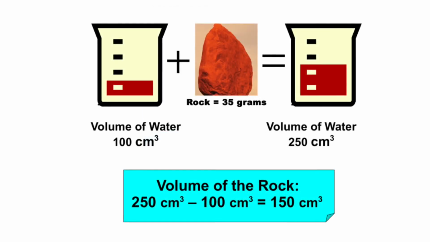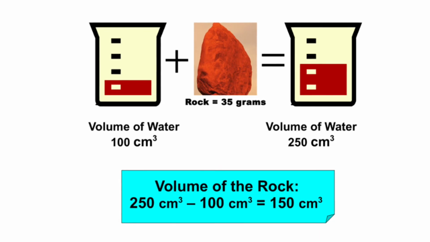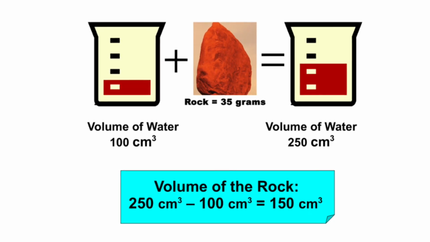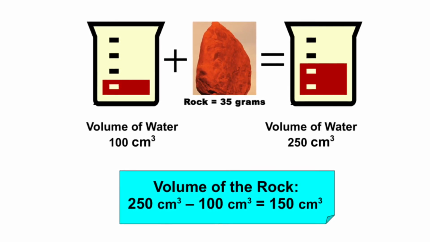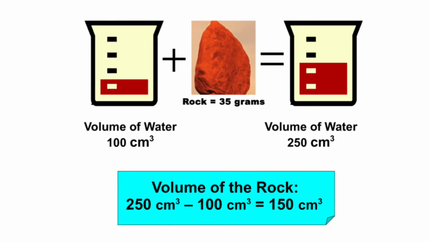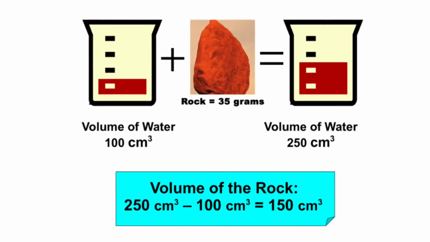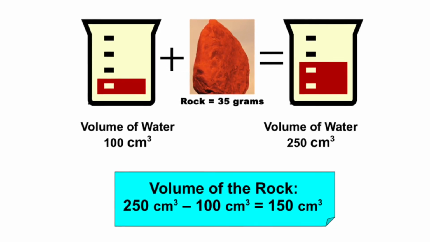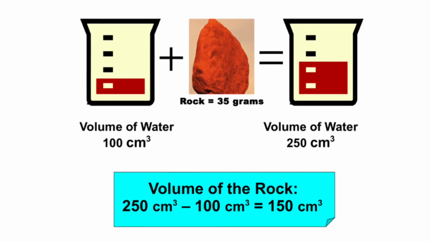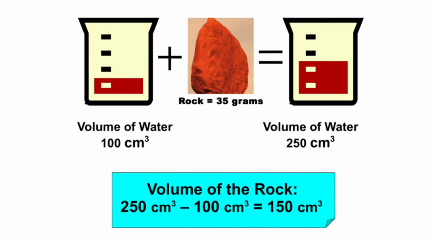Let's do a quick example. I have a rock, 35 grams, that's our mass. My volume of water that I'm beginning with is 100 centimeters cubed. After I place the rock into the beaker, the displacement of water is now at 250 centimeters cubed. When I subtract the two, that tells me that the volume of the rock is 150 centimeters cubed.